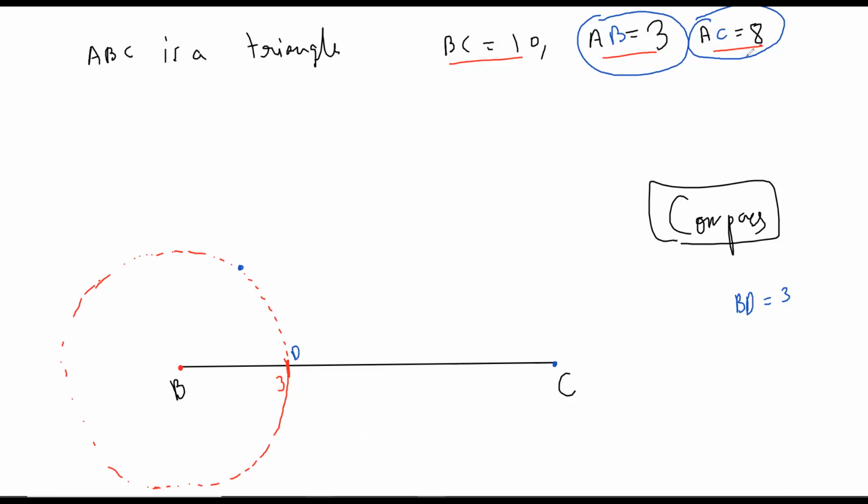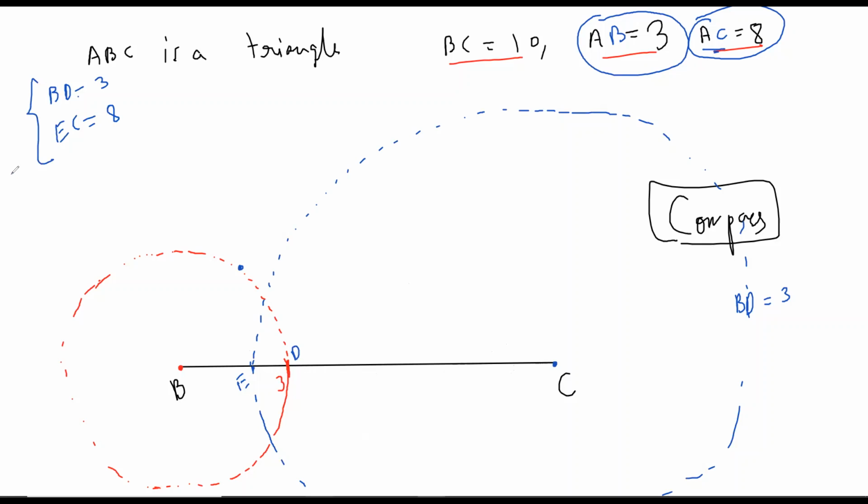So now to get AC equal to 8, I take C as center and then I take an arc of length 8, right? So here is your, so this is 8, okay? Big circle. So why am I doing this? Again, because I want the AC to be 8. So this is E. So notice that BD was 3 and EC is equal to 8. Is this fine?